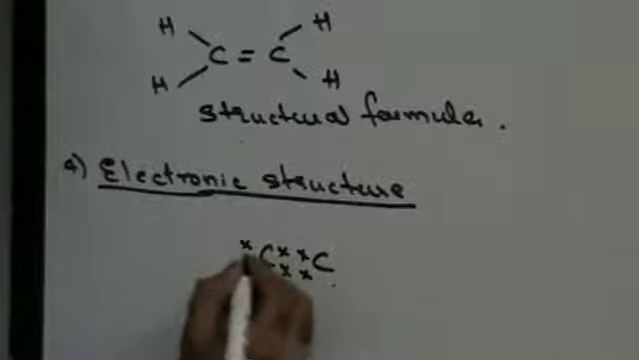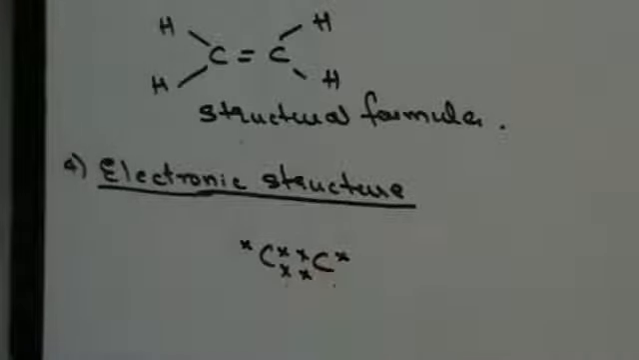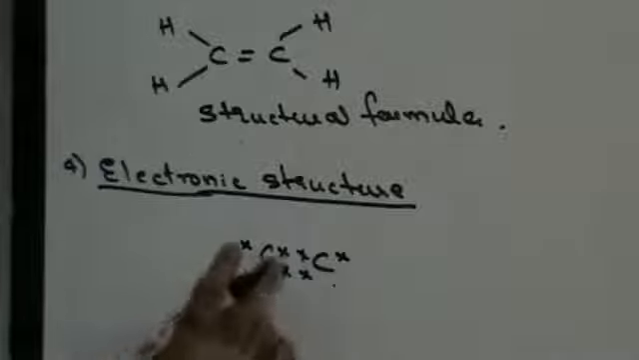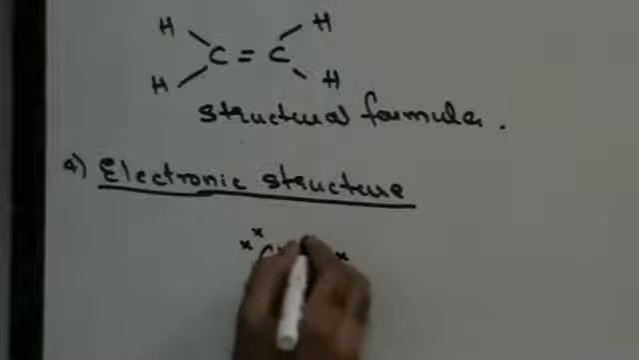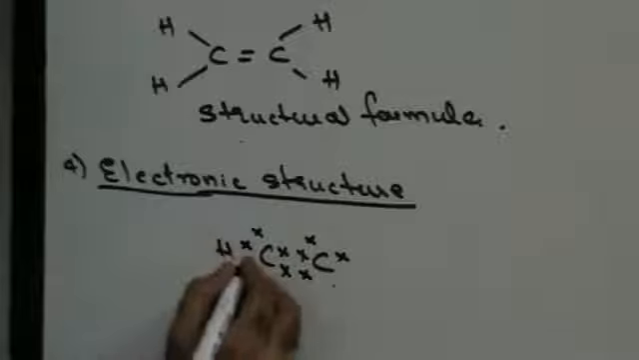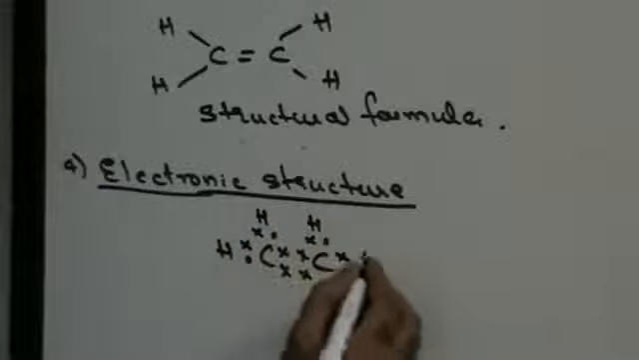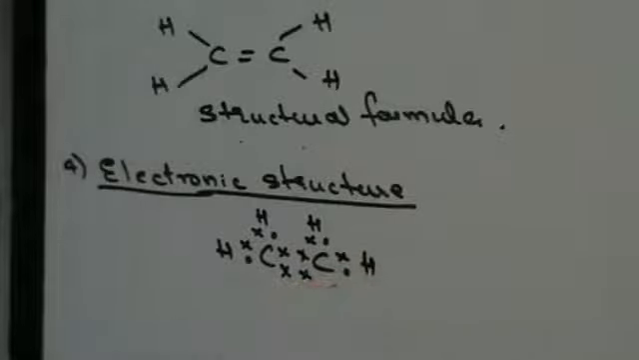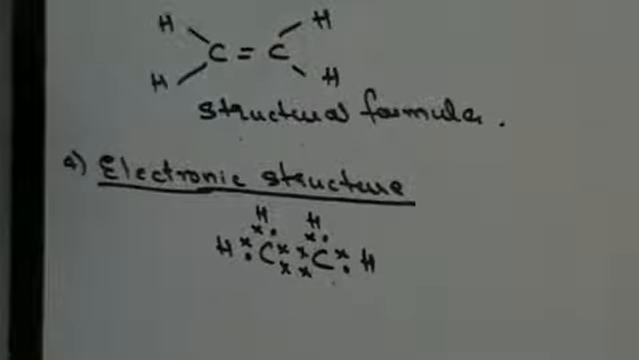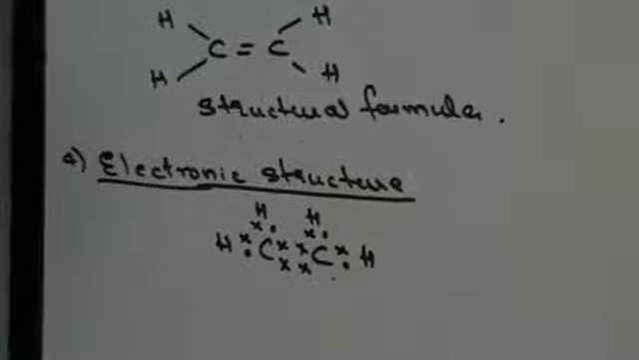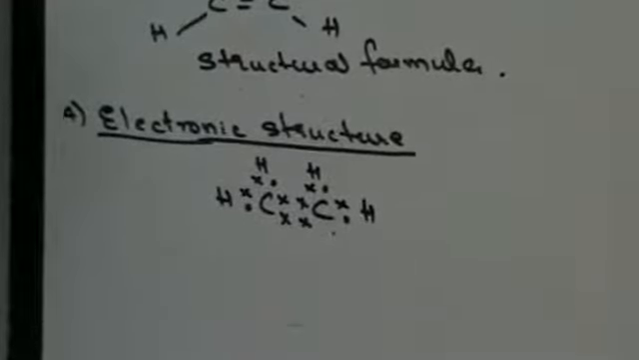Now, the valency of carbon is 4, right? So 3, and say this is the 4th carbon atom. You share with a hydrogen, you share with a hydrogen, hydrogen, hydrogen. So this is going to be my electronic structure of ethene, right? This is your electronic structure. Okay, once we have this, next let's see what we will see is isomerism.